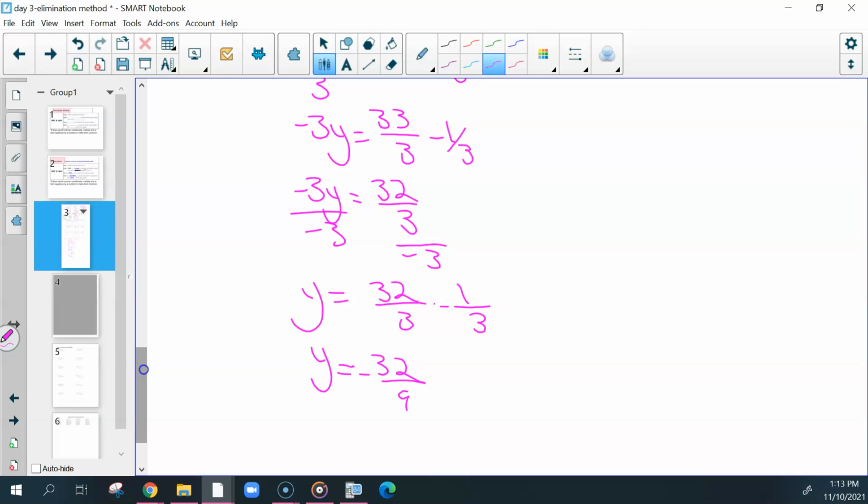You could have put that in your calculator, added, divided, all of those things. But you would have ended up with this fraction, negative 32 over 9. So at the end, your answer would be negative 1/3, negative 32.